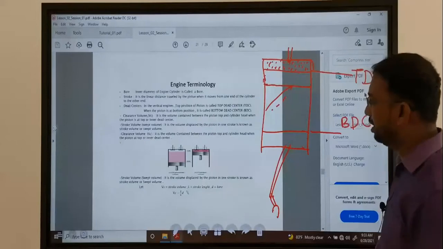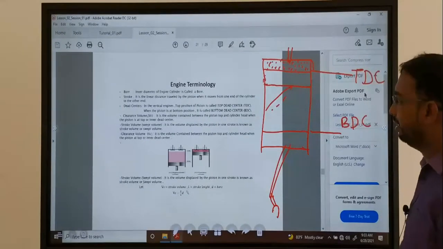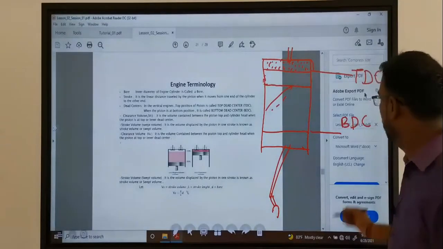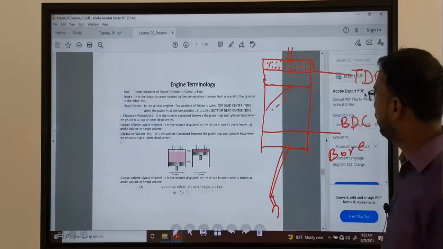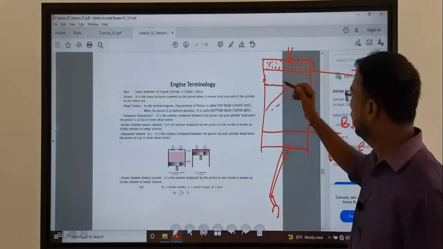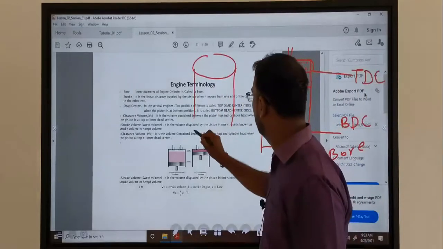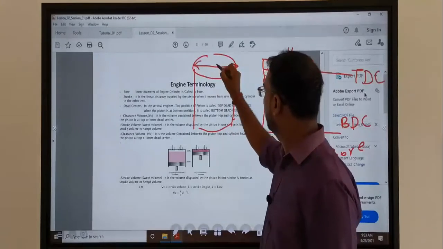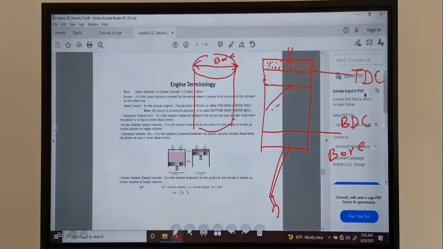Now we study two technical words: one is stroke, one is bore. What is bore? The bore means the cylinder. This is the cylinder, so the bore is this diameter of the cylinder.